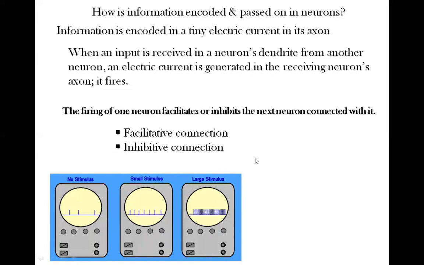This meter shows a facilitative connection. You are recording with this meter the electric activities in the receiving neuron. This neuron is receiving stimulation from another neuron. When there's no stimulation from the other neuron, this neuron fires at a random rate. A neuron always fires even without stimulation. It fires randomly when unstimulated. But when it receives a small stimulation from the other neuron, it increases its speed of firing. When it receives a larger stimulation, it fires even faster. So this is a facilitative connection. An inhibitive connection works just the opposite way. When one neuron fires, the connected neuron, the other neuron, slows down.